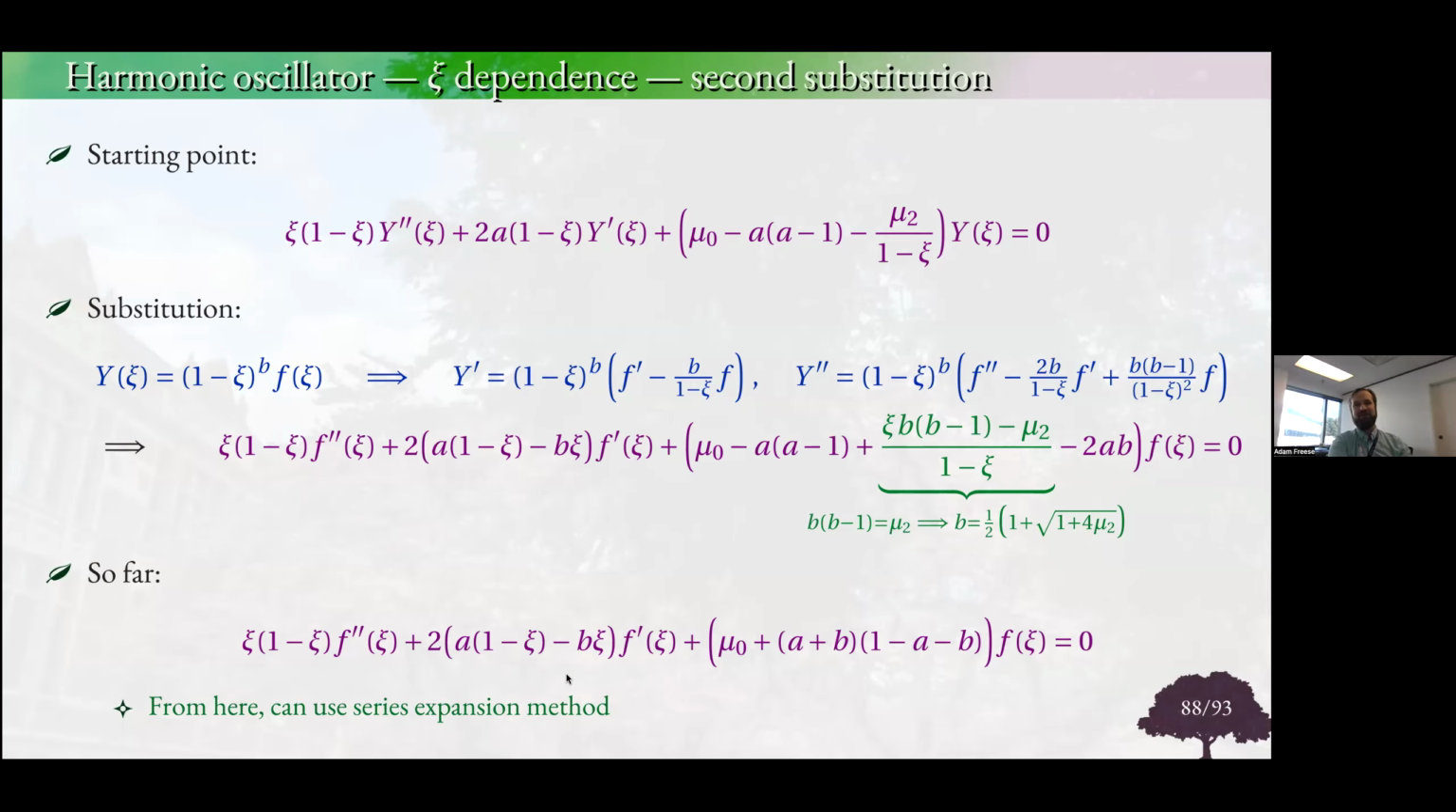It has a simpler form if we write it in terms of a and b than if we write it in terms of mu1 and mu2. So I wrote it in terms of a and b, but a and b are related to mu1 and mu2 through these formulas. So this is the resulting differential equation. It is simpler than what we started with because there's no longer anything with 1 over xi or 1 over 1 minus xi. So this one's actually solvable using the standard series expansion method.